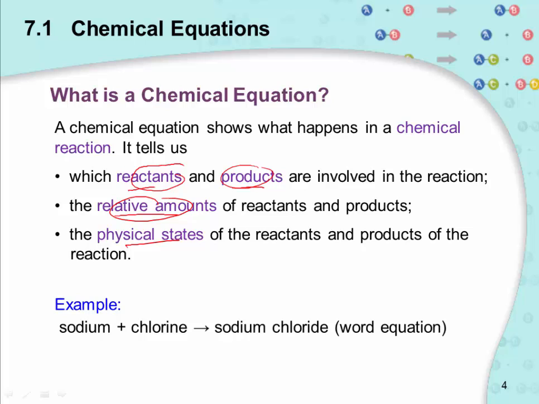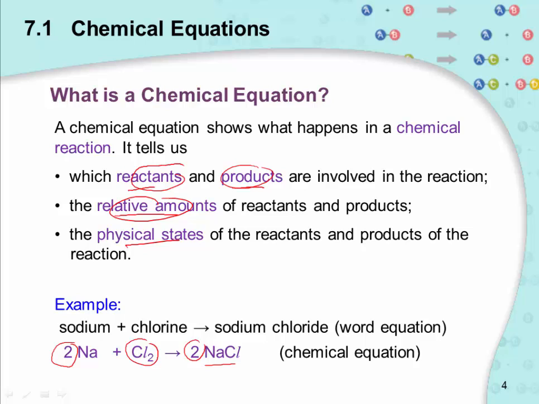For example, in this reaction of chlorine with sodium to form sodium chloride, you can see that 2 sodium reacts with 1 chlorine, Cl2, to form 2 sodium chloride. You can see the type of chemicals that react to form the products, as well as the relative amount that need to react to form the product.